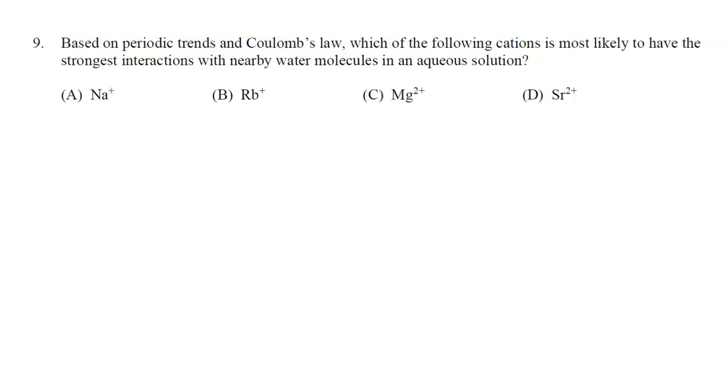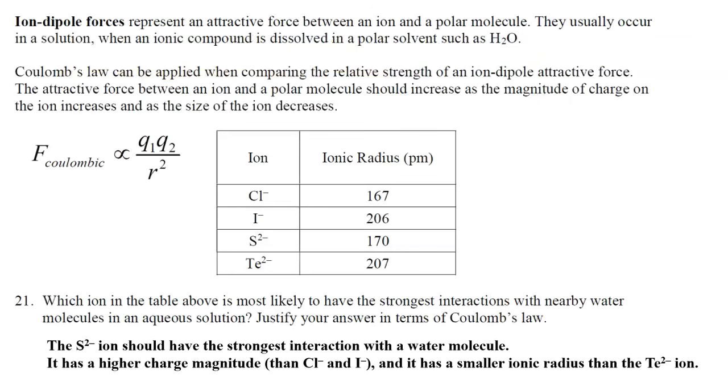Now, let's take a look at question 9. Question 9 says, based on periodic trends and Coulomb's law, which of the following cations is most likely to have the strongest interactions with nearby water molecules in an aqueous solution? So before I answer this question, I'll show you a very similar question that I had talked about in an earlier video for topic 3.1.